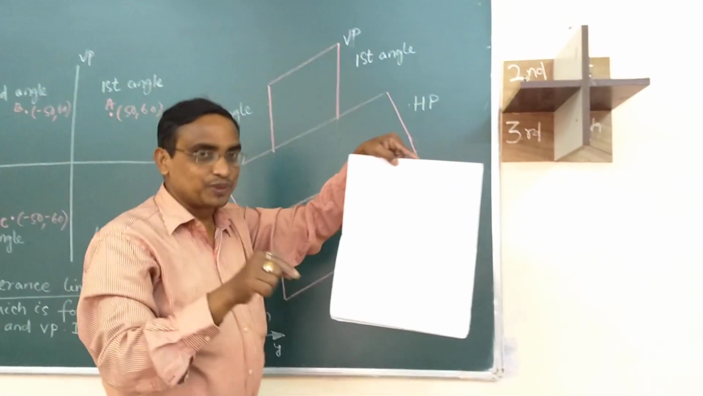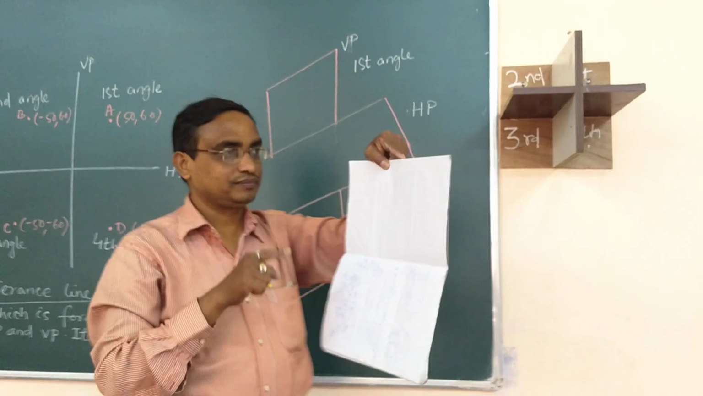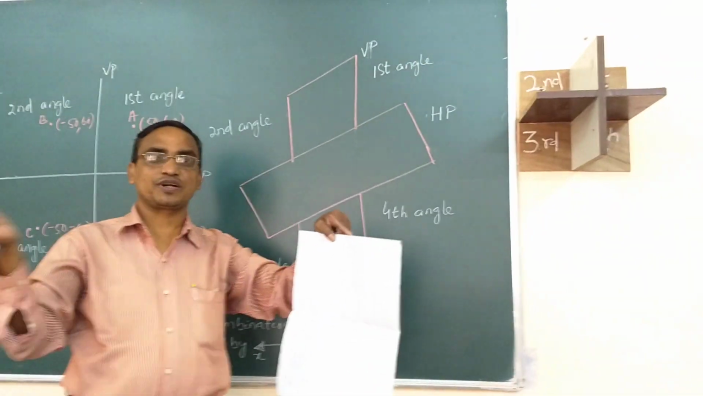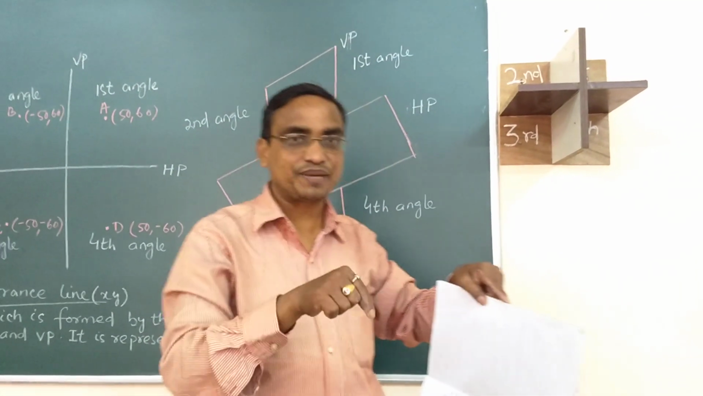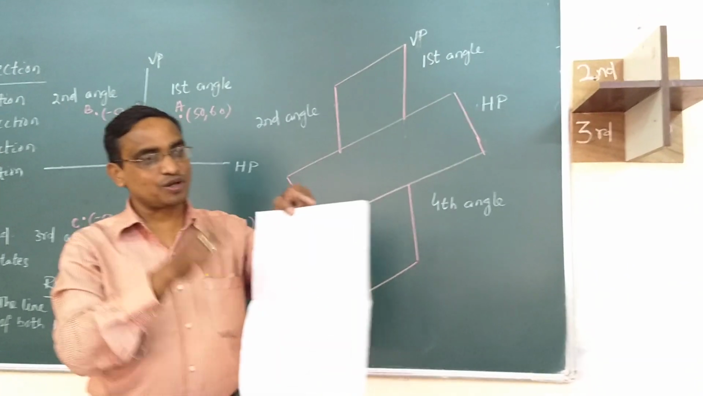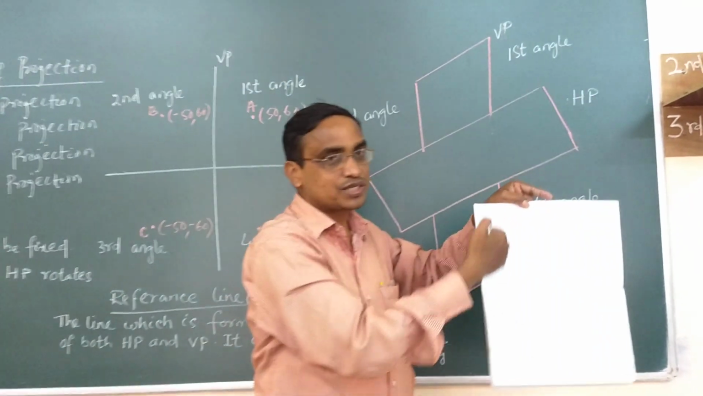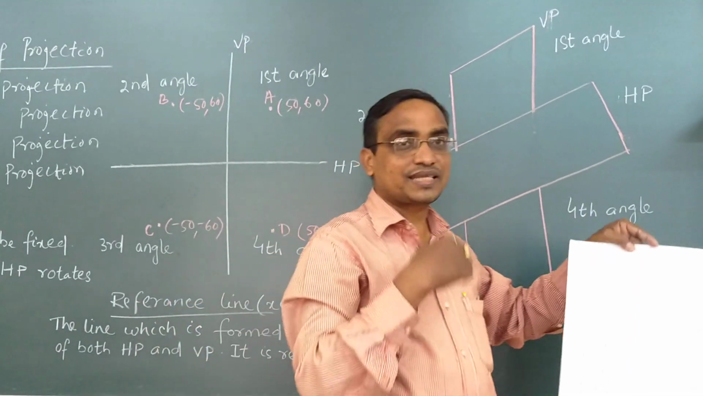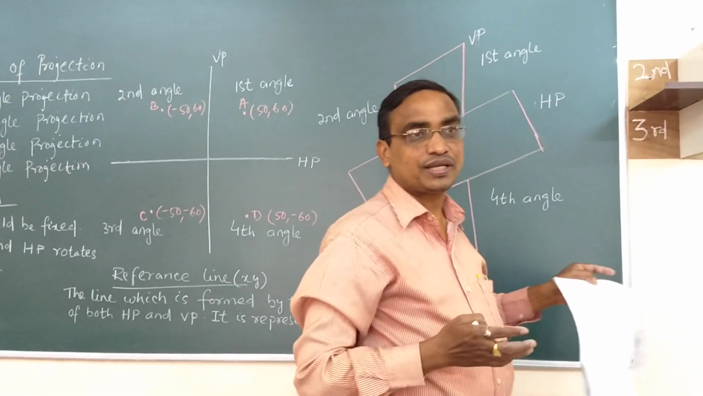And the left side view is drawn on the left side of the front view and the right side view is drawn on the right side of the front view in third angle projection. But in the first angle projection, it is just opposite. Means left side view is drawn on the right side of the front view and right side view is drawn on the left side of the front view. Except Asian countries, in the rest of the world, third angle projection is used.